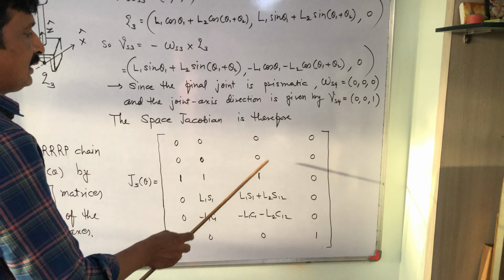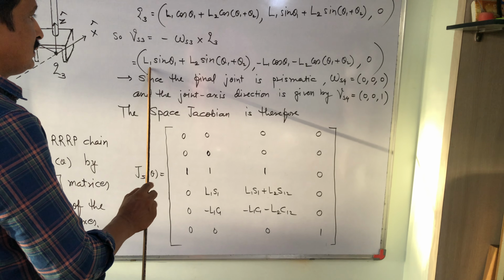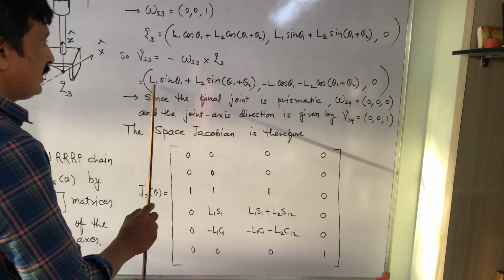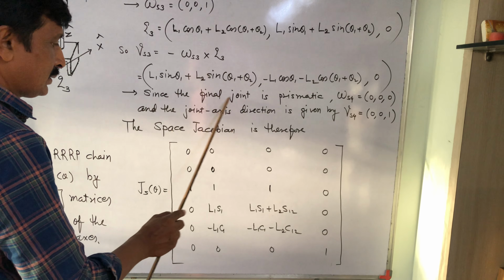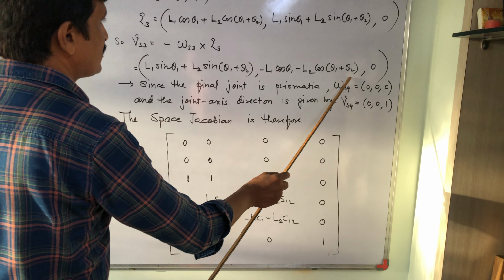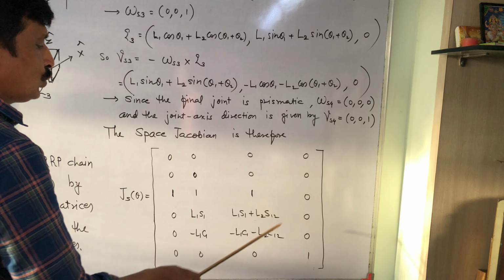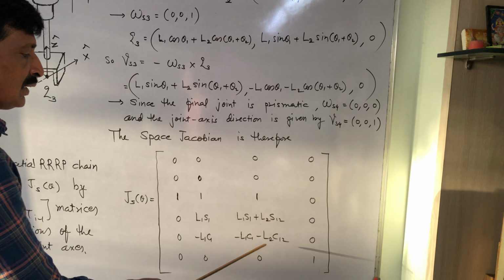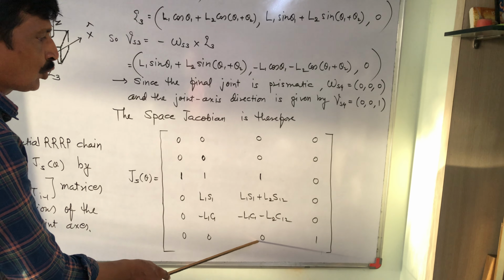0, 0, 1 angular velocity for the third joint, and this one is the x component of velocity. It is written as L1S1 plus L2S12, symbolic. S12 stands for sine of theta 1 plus theta 2. And this one is the y component, minus L1C1 minus L2C12. Cos of theta 1 plus theta 2 is denoted as C12. So minus L1C1 minus L2C12 and z component 0.